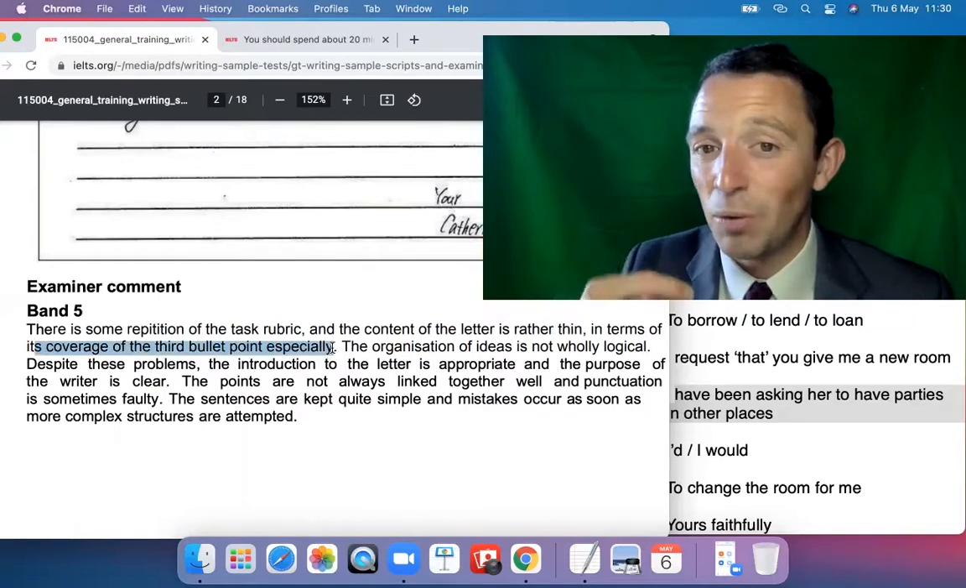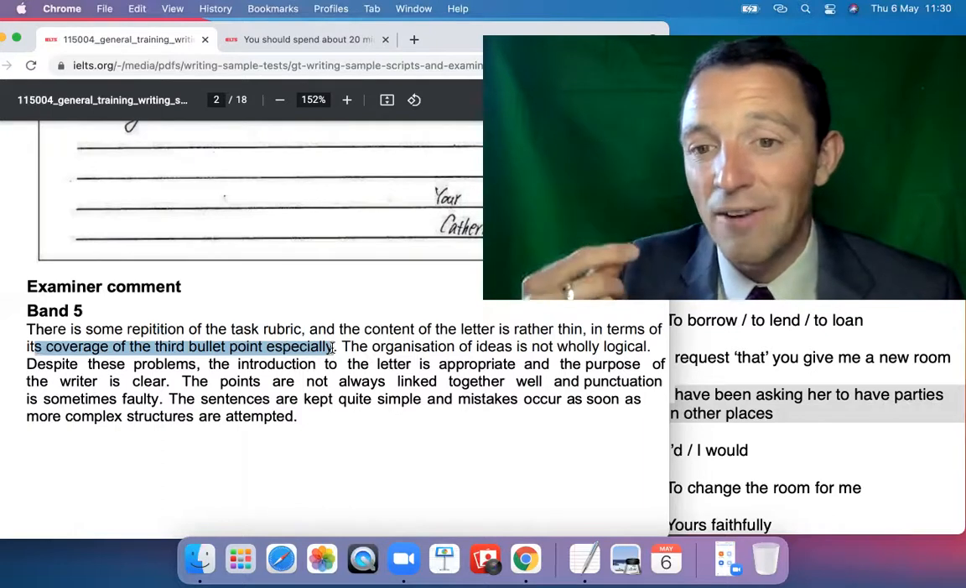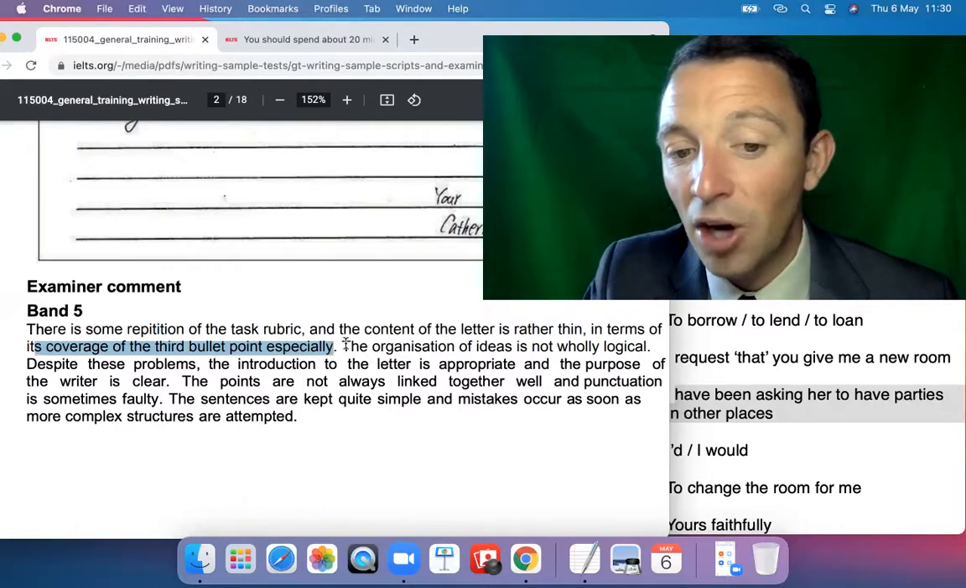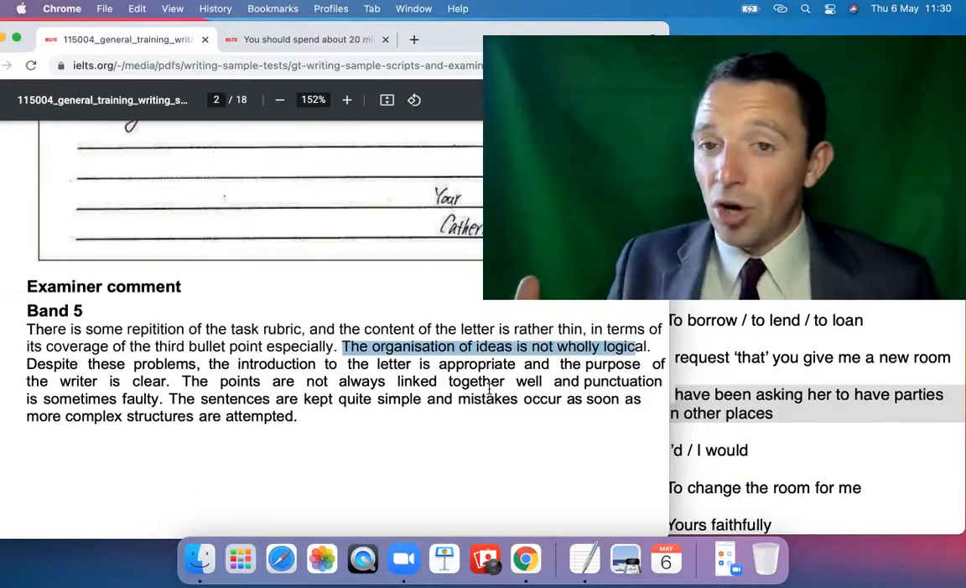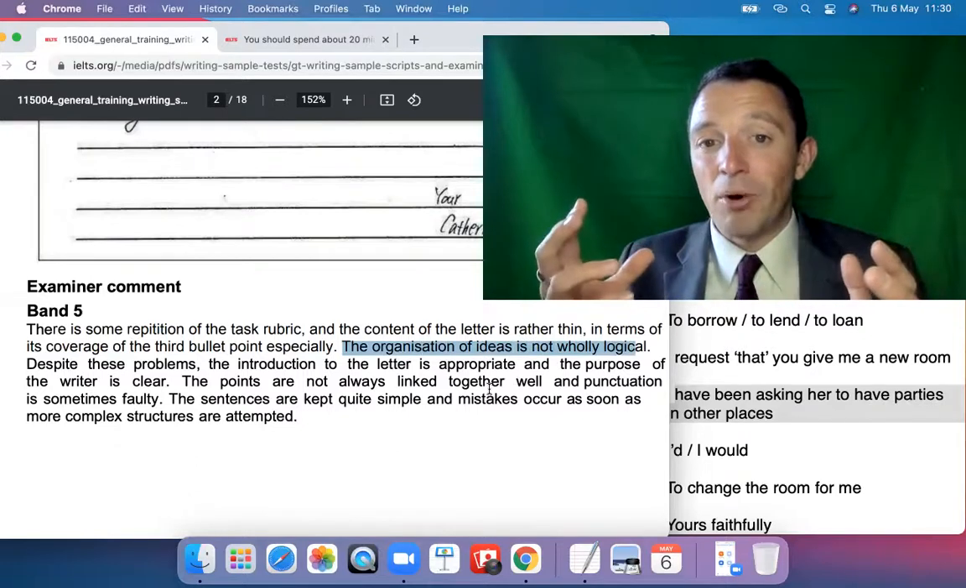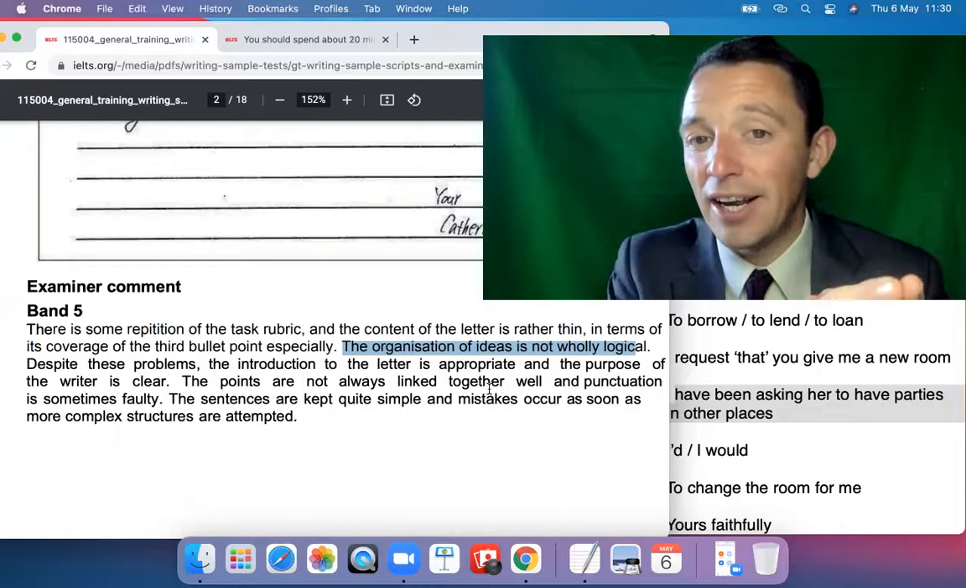So this is exactly what we said, the 3rd point to describe the accommodation. It's very, very light and very thin. The organization of ideas is not really logical. So the organization of the ideas is very important. You need to have a clear argument. You need to connect your arguments, and it's not really logical in this particular answer.